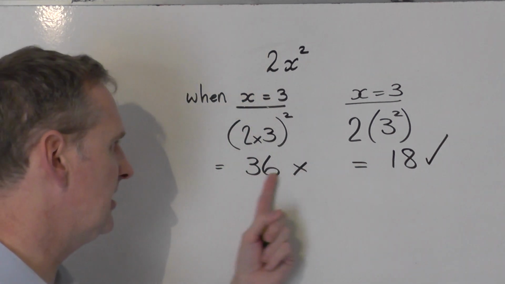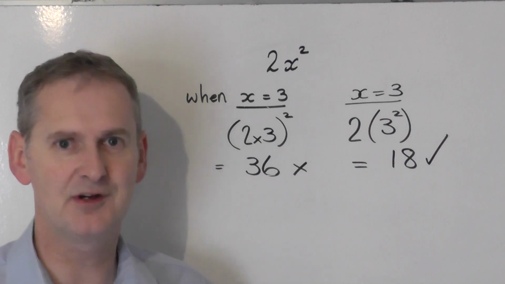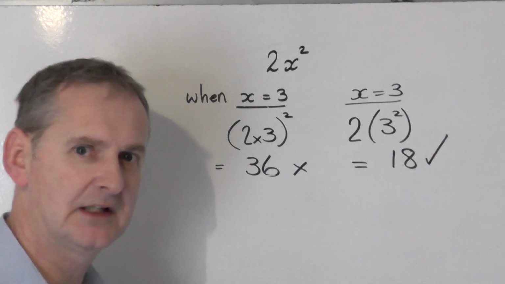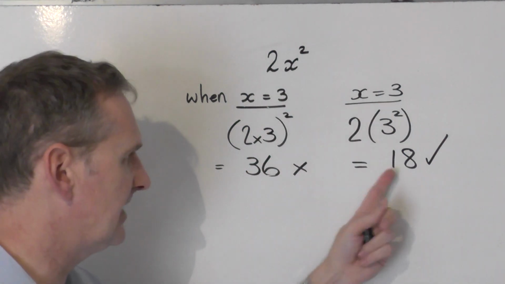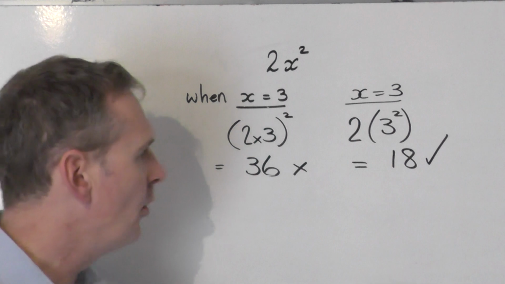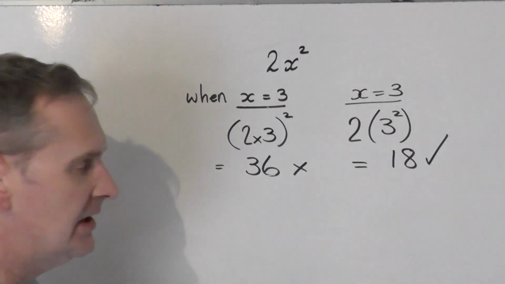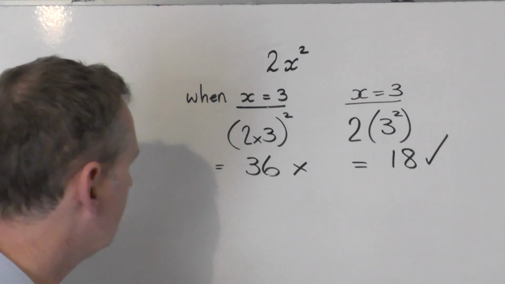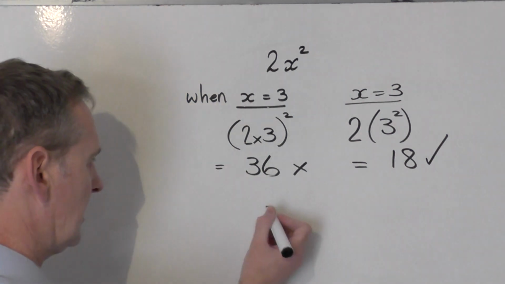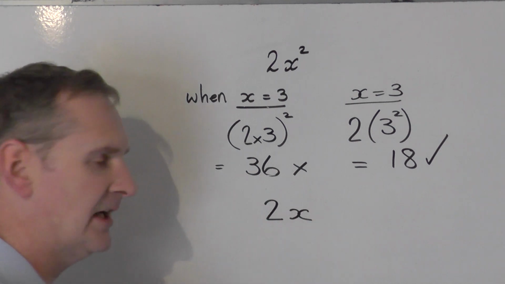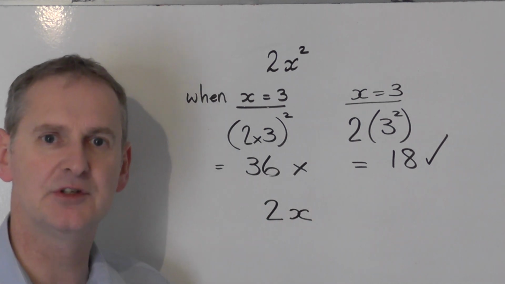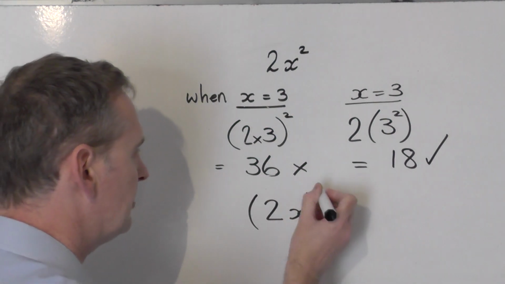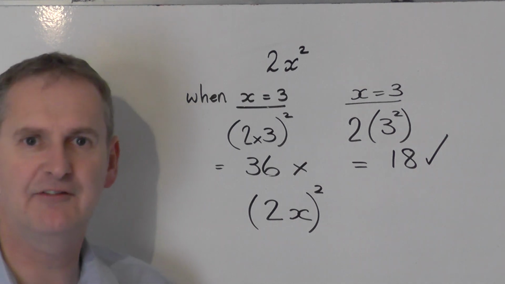You can quite clearly see that the two different techniques do not give the same answer, so you can't use either method here. There's only one correct answer to 2x squared when x is 3, and that's the answer 18. When students are doing it this way, what they're actually working out is a different algebraic expression. What they are doing is working out 2 times x first, so let me just show you underneath. They're working out 2x first, and then afterwards they're squaring the whole thing. So what they're doing is putting the bracket around the whole thing and then squaring it afterwards.